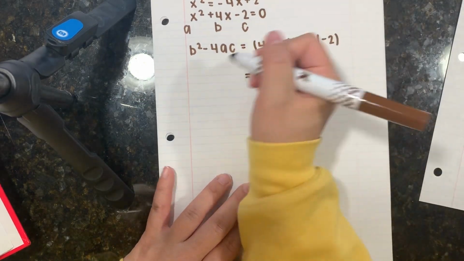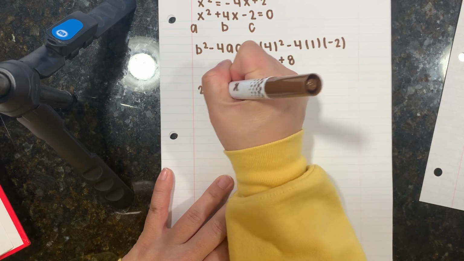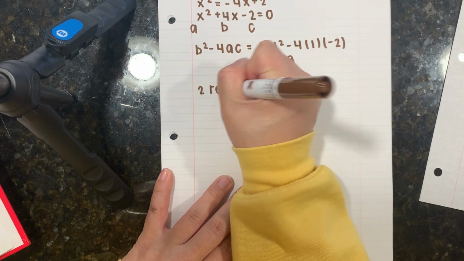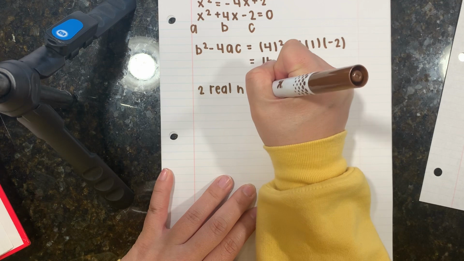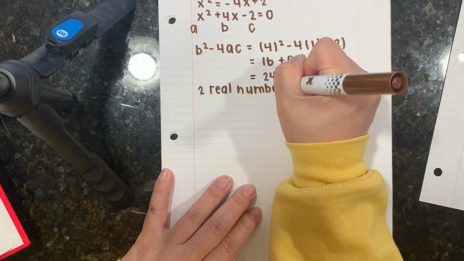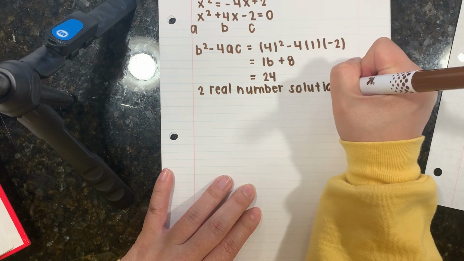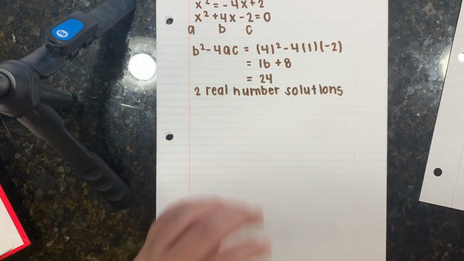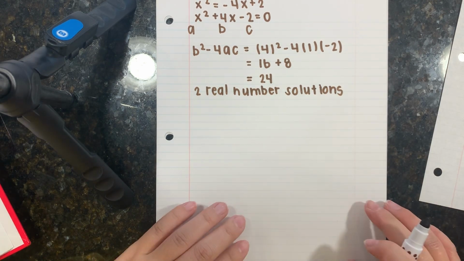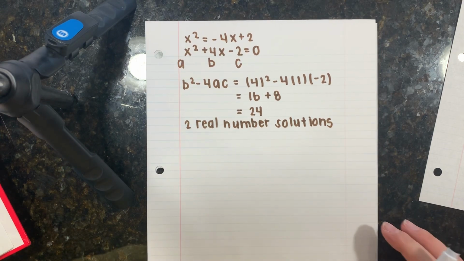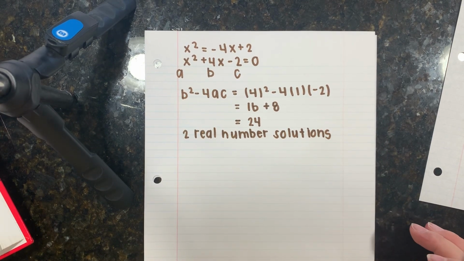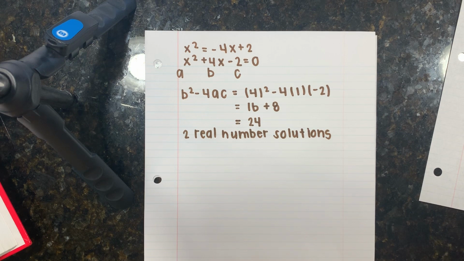If it's equal to a positive number, that means there are going to be two real number solutions. And that right there would be your answer. It didn't actually ask me to solve. All it asked me to do was to tell them what kind of solutions this equation gives me.